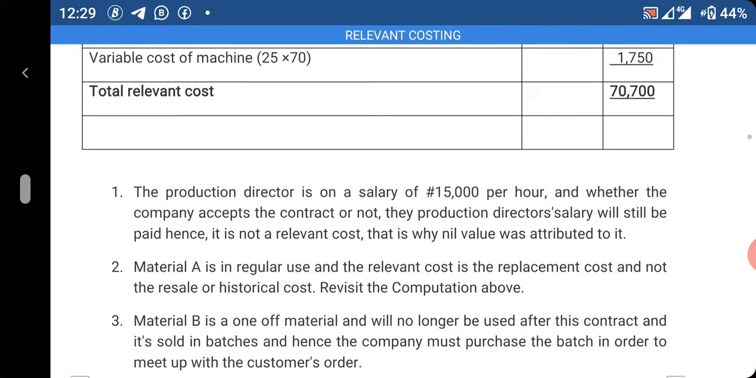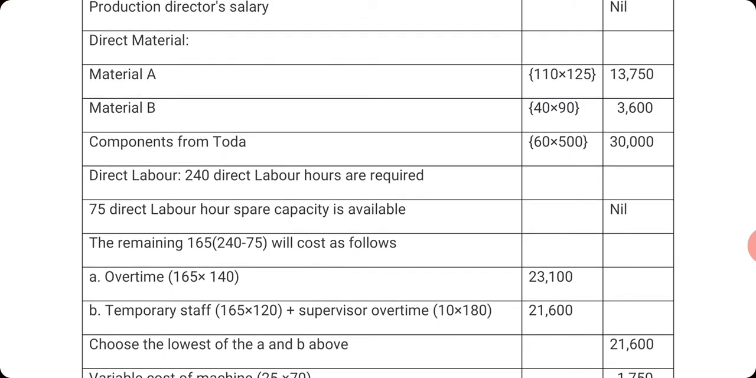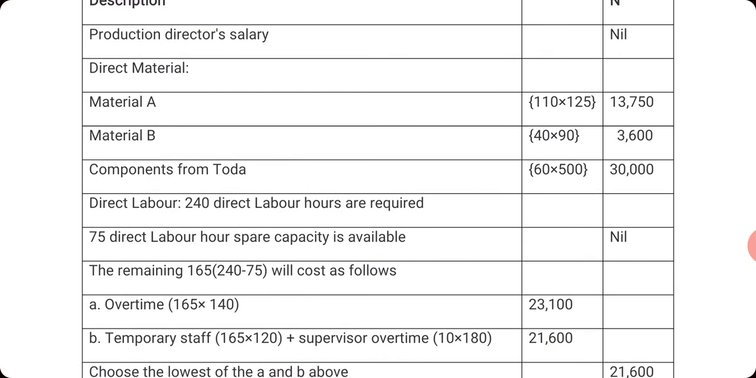So we'll now move to working number 2, material A. Material A is in regular use, and remember what I told you: the relevant cost is the replacement cost and not the resale or historical cost. Now we'll come back here. Look at it, material A. We needed 110 square meters of that material, and the replacement cost is 125. So you will not use historical cost, neither will you use the other cost. What you use is replacement cost. You can revisit the question. The materials are with you. You can also read and solve at your own time.